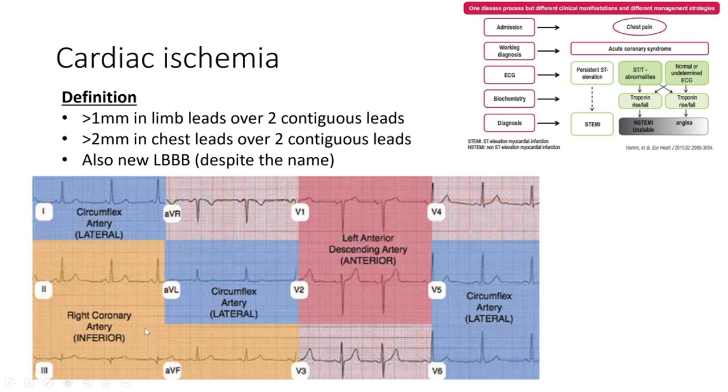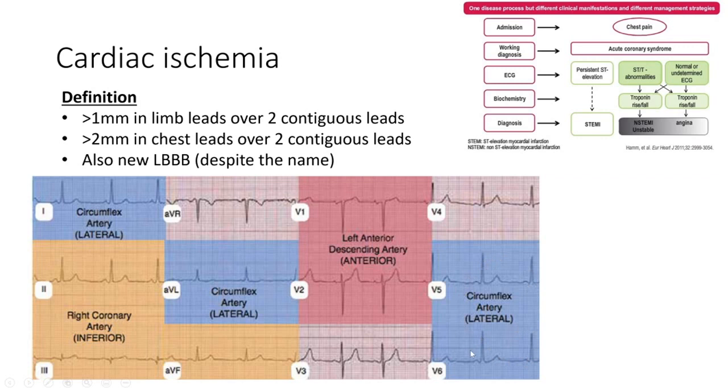And then just a bit more on the territories of the heart. The heart can be split up into the inferior leads, so it's this L shape made by leads 2, 3, and aVF. These look at the bottom of the heart, and this is supplied mainly by the right coronary artery. We can look at the lateral part of the heart, which is leads 1, aVL, V5, V6. The circumflex artery supplies this.